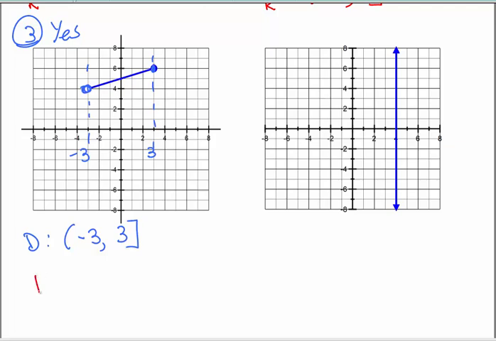Let's do the range from bottom to top. This is as low, this is as high, but this low point again is an open circle, and that value is at 4, and then it goes up to 6. So you really need to pay attention to those parentheses and brackets.